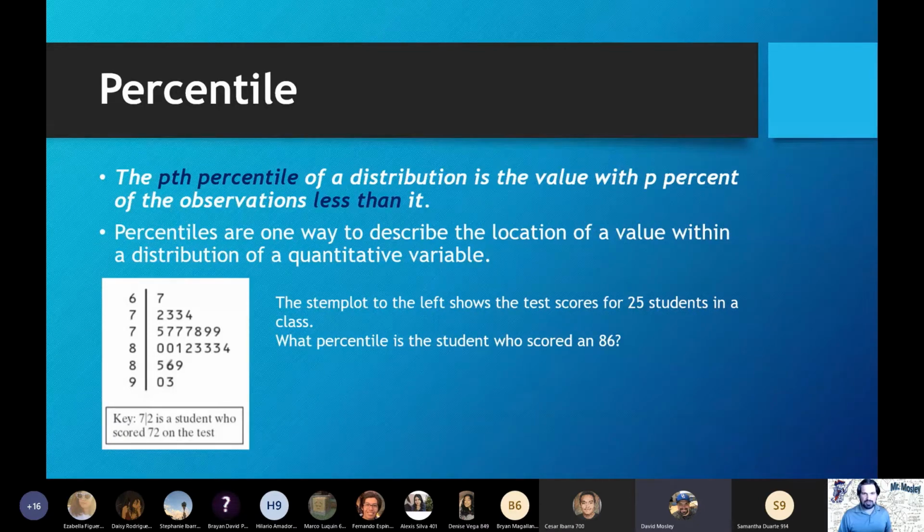Come on, where's my pen? Where did the red go? Black. All right. So here we are.